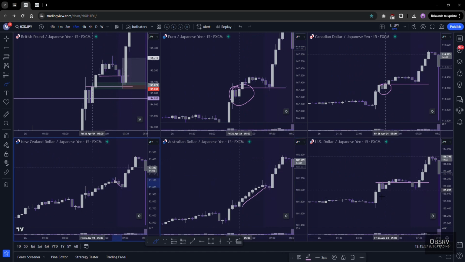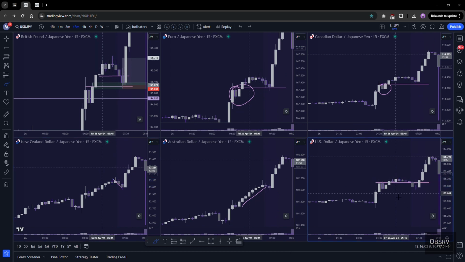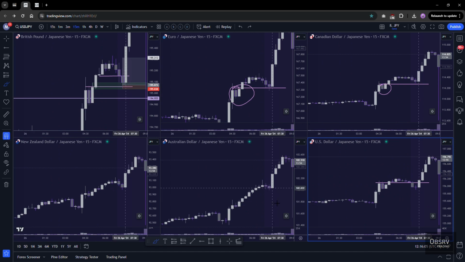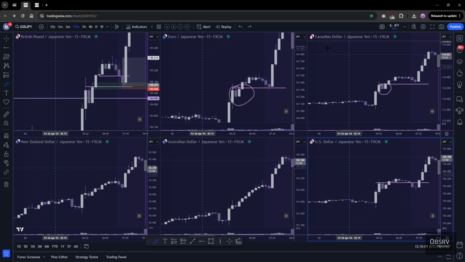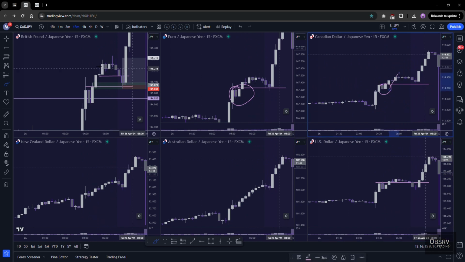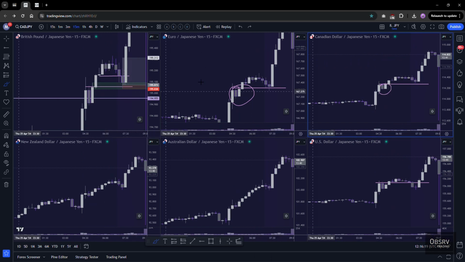And the push on dollar yen was pretty weak, so I wasn't really interested in this one either. So the 3 pairs I was focused on were pound yen, Euro yen, and Canadian dollar yen. Now, since this one didn't push as much as pound yen and Euro yen, I just stayed away from this one and focused on these two.